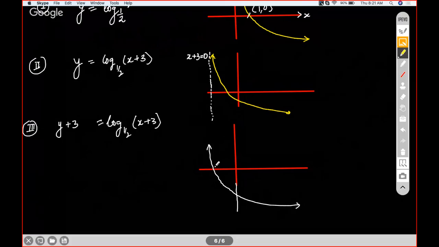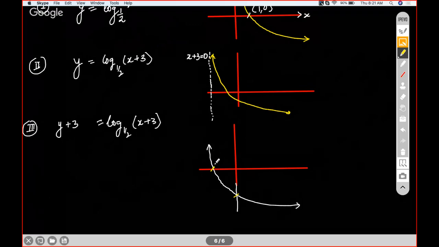Where does it cut the x-axis? Tell me where it cuts the x-axis and y-axis both. Initially it was cutting at (1, 0), but then it moved 3 units to the left. That is how you can move it, but you can also directly find it from the equation itself.